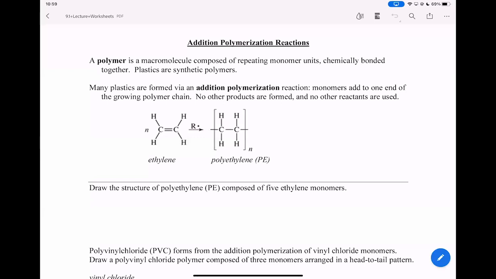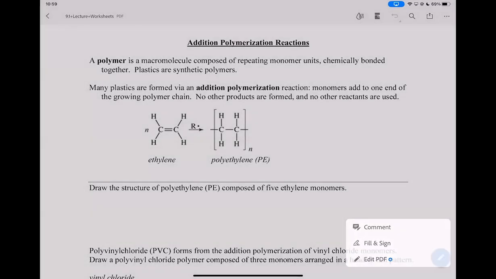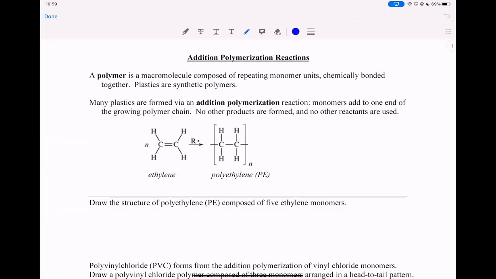Okay, so this is the first of today's worksheets. Instead of building that polymer actively on that screen, we're going to build it on the worksheet. So this is 9.1 lecture worksheets. And we're just going to start with this first top of the worksheet. It's called addition polymerization.